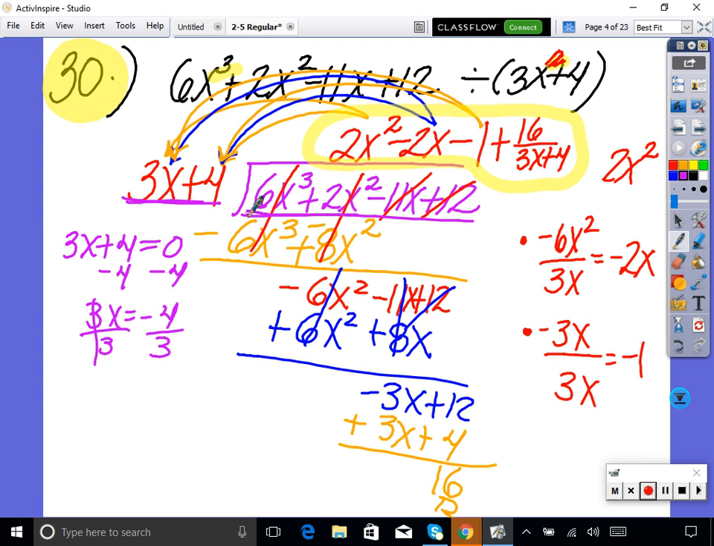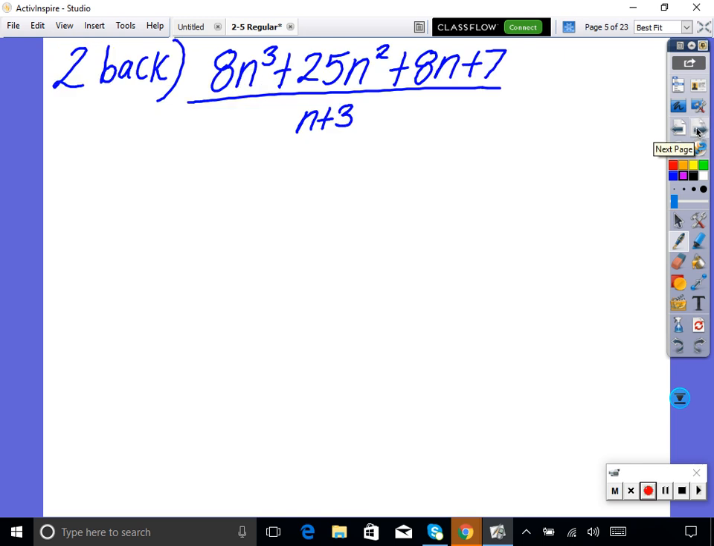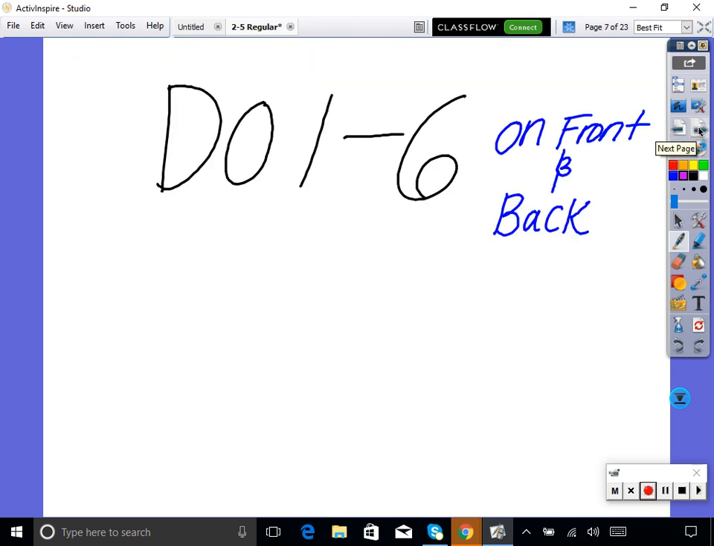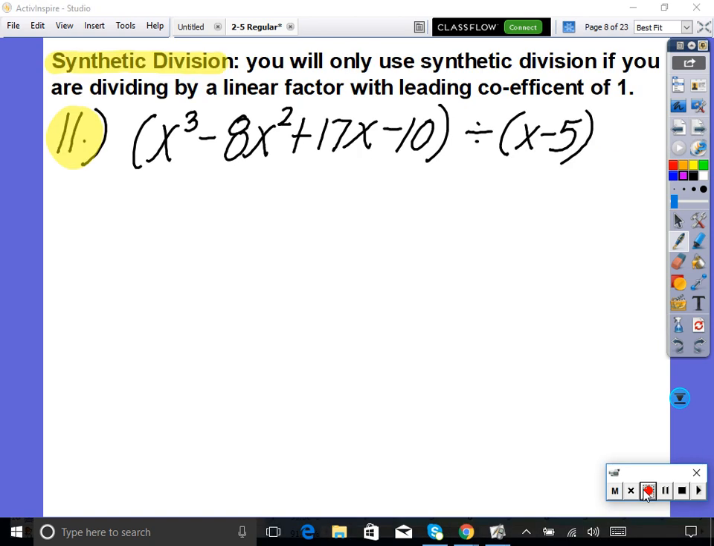Okay, perfect. Are you guys comfortable? Now look at this one. Is it any different? Doesn't that mean divide? Same thing. So when you just set up n plus 3 on the outside of your house and go through the process. Okay, cool. What I want you to do is do 1 through 6 on the front and 1 through 6 on the second page. Ready, go.